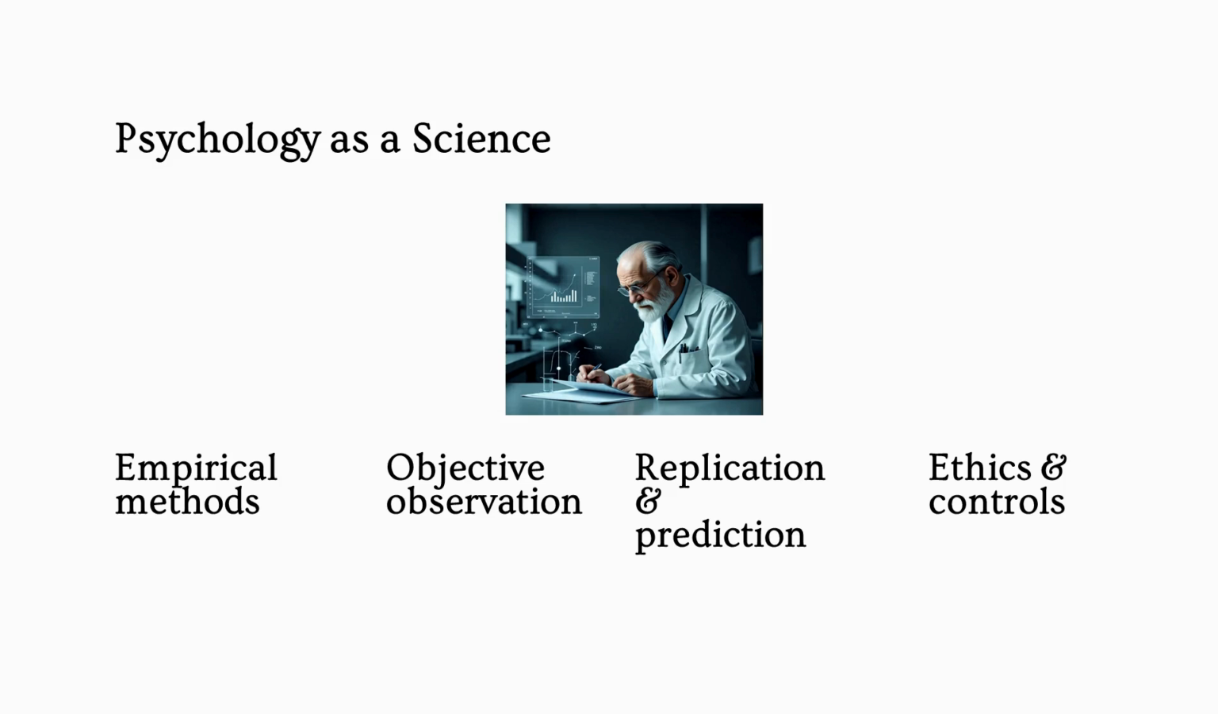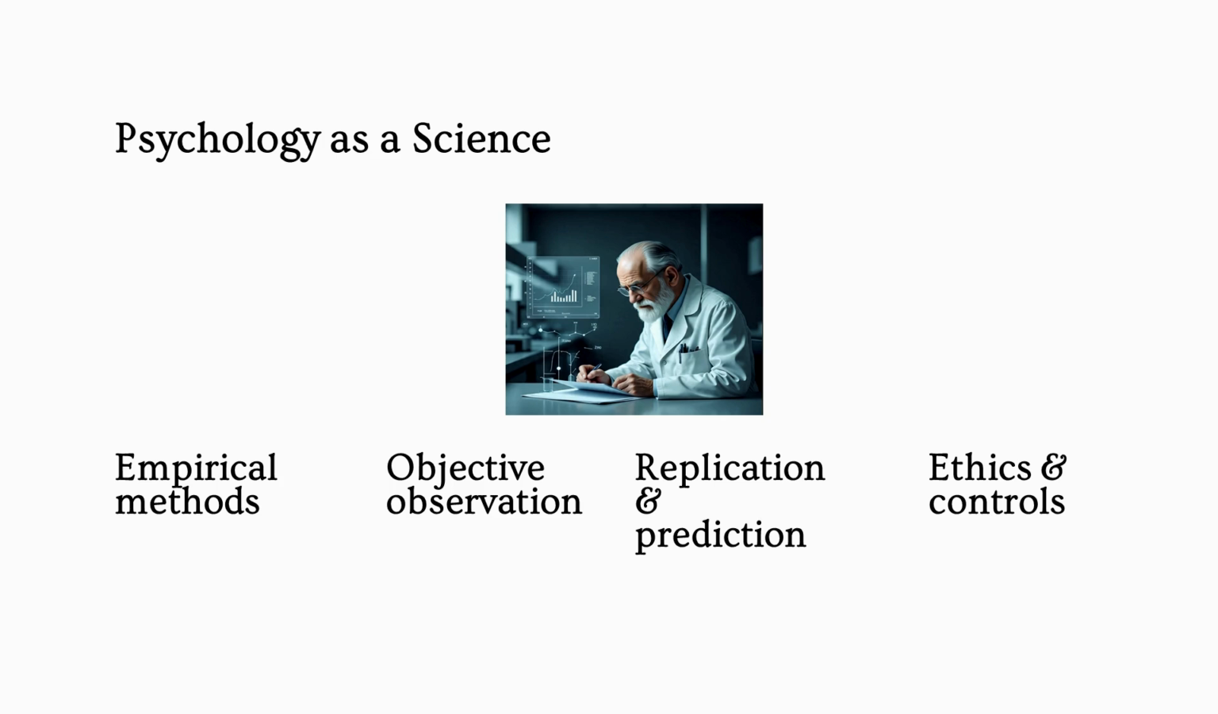Psychology as a science. Why call psychology a science? Because it uses systematic empirical methods to study behavior and mind. Psychology is understood through empirical methods: objective observation, replication, and prediction. Empirical methods. Psychologists rely on data gathered from experiments, controlled observations, surveys, longitudinal studies, and case studies. The emphasis is on evidence gathered from observation and measurement rather than pure opinion.